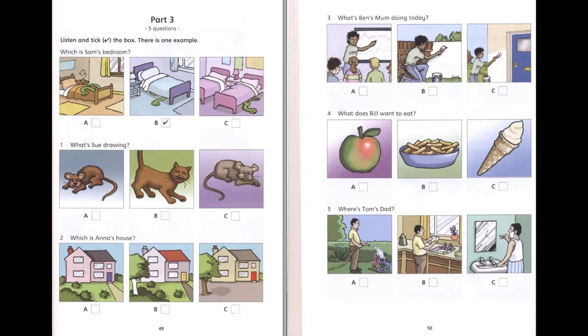5. Where's Tom's dad? Where's Dad? I don't know, Tom. Is he in the garden? I can't see him, and he isn't in the kitchen. Listen. He's in the bathroom, and he's singing again. Now listen to part 3 again. That is the end of part 3.